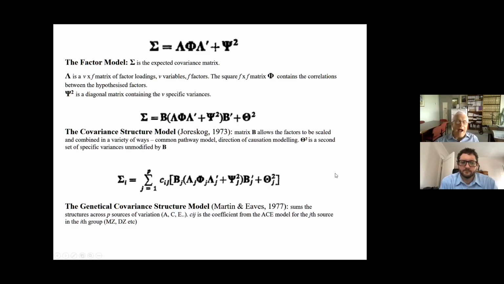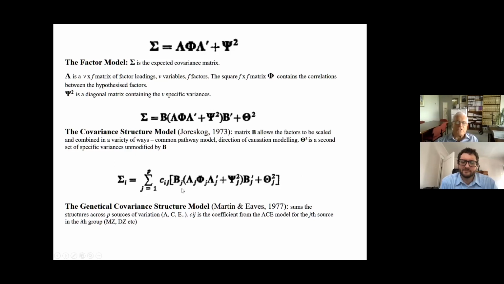Anyway, our contribution to the field, and I have to say this is entirely the insight of Lyndon Eaves, as I say, I was just his amanuensis really. He just left stuff all over the floor and I went around picking it up and trying to put it in order. Anyway, so here's Jöreskog's covariance structure model.